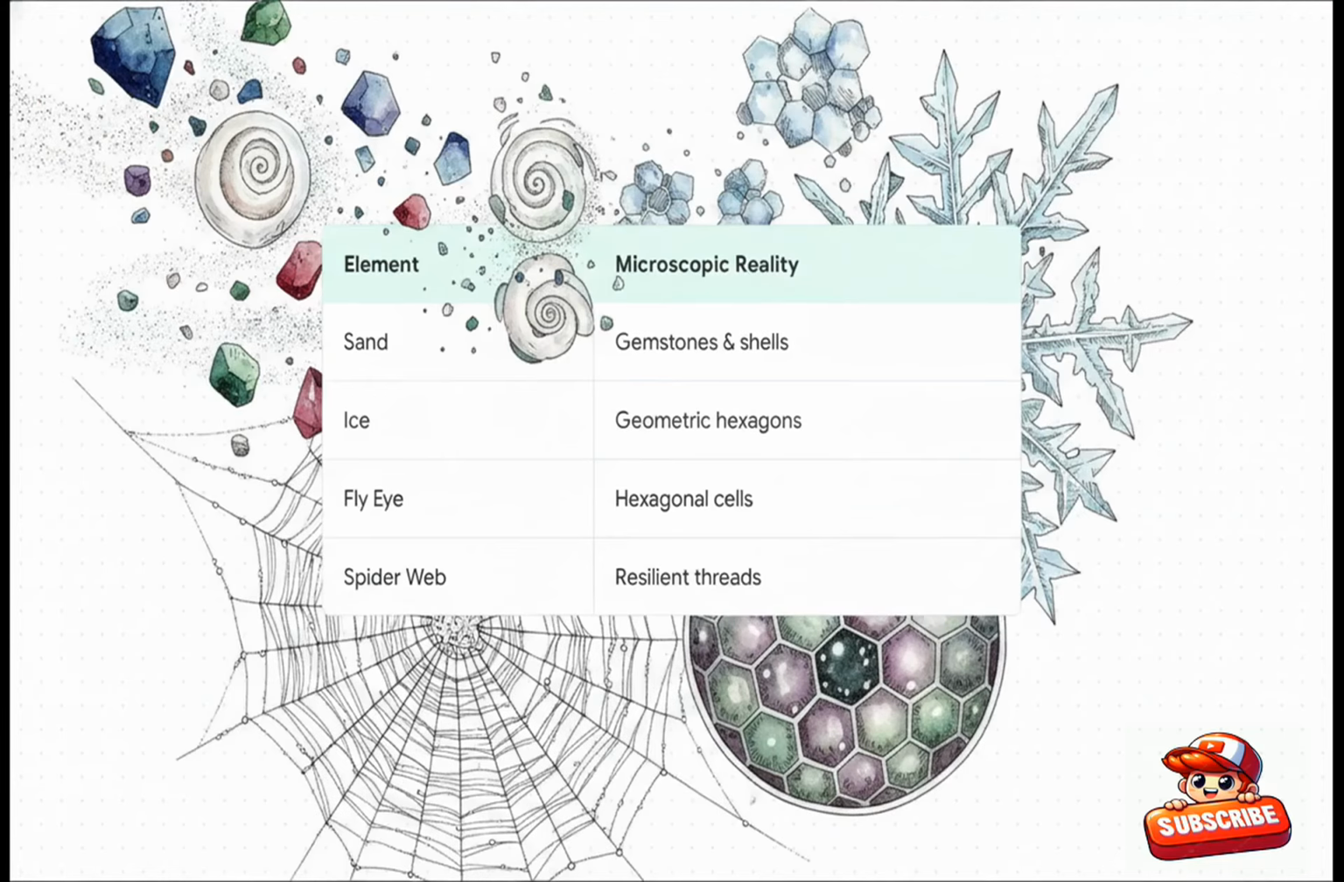A fly's eye is a dome of perfect hexagonal cells that actually grant the insect slow-motion vision, which explains why they're so ridiculously hard to catch. And a spider web reveals detailed, highly resilient structural threads that showcase the spider's absolute mastery of microscopic engineering.